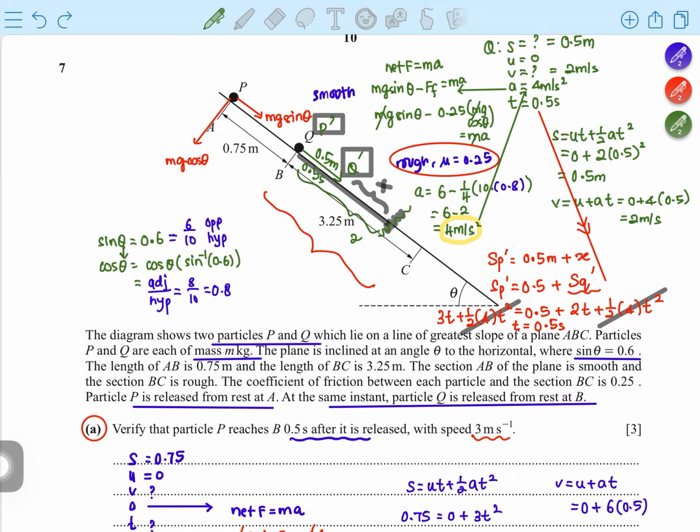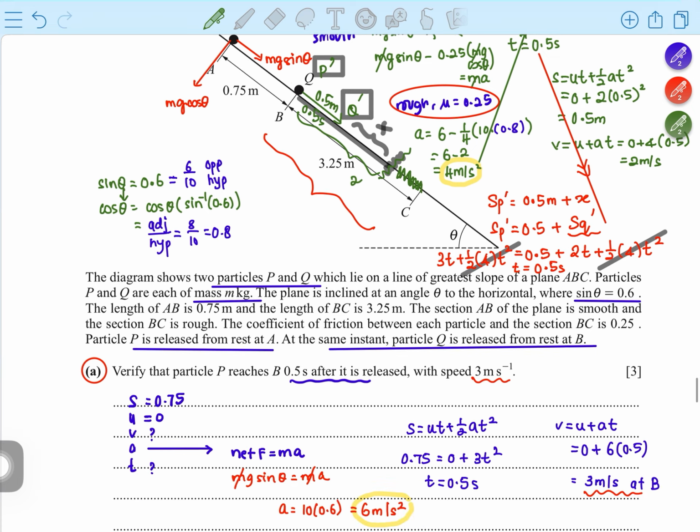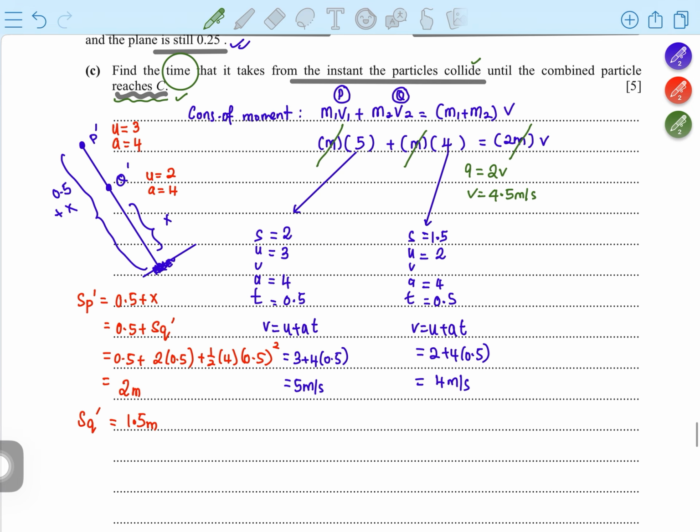3.25 minus the 2. So let's look at this part. Reaches the C. So S is equal to UT plus half AT squared. So how do we do this? 3.25 minus the 2. What is the speed at the moment when they merge? 4.5, T, half. The acceleration is still the same. It won't change even when you merge.